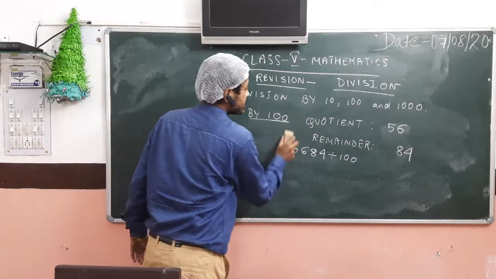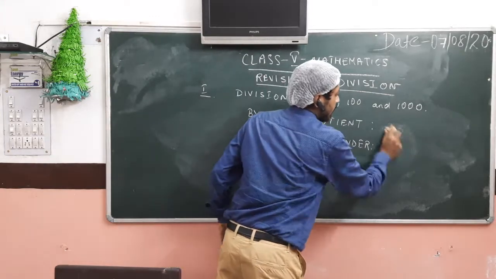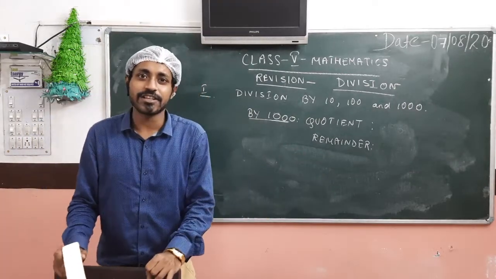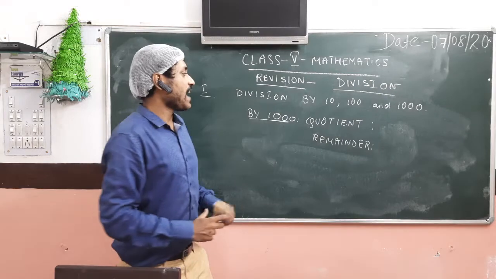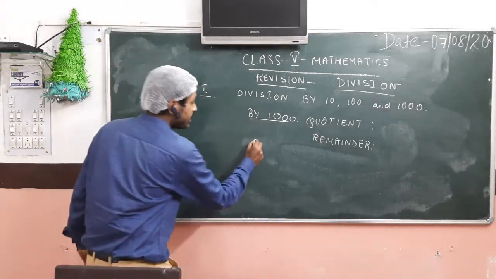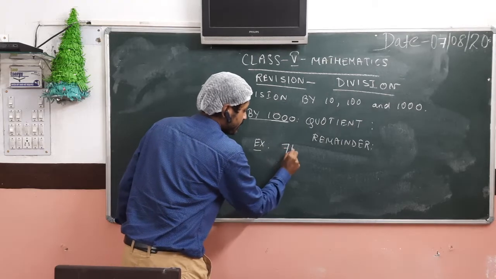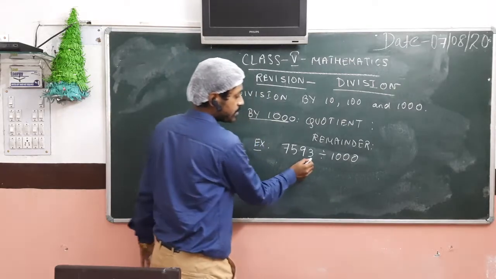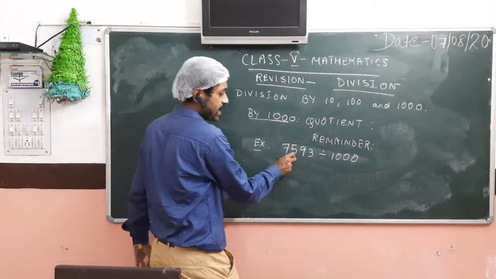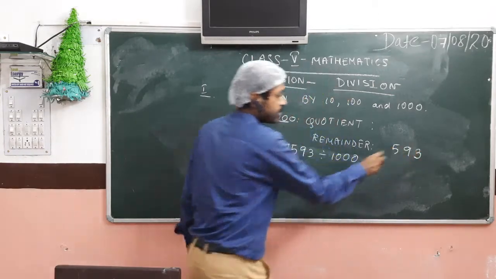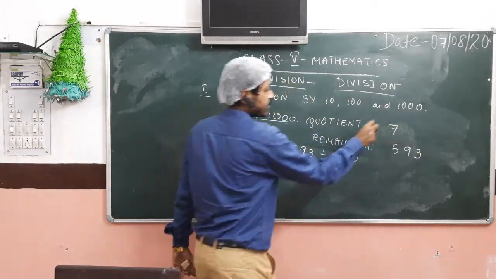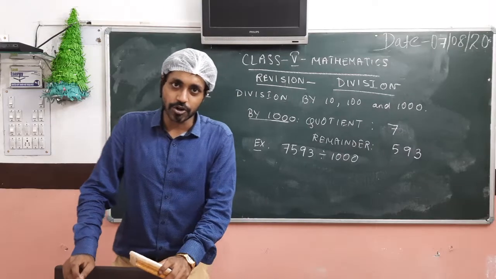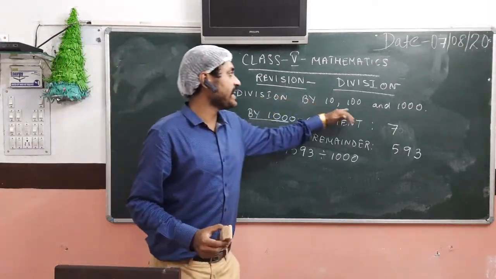Last part, that is division by 1000. I hope you have all understood what will happen now. The remainder will be the units digit, the tens digit and the hundreds digit, and the quotient will be whatever is left. For example, we take a number 7593 divided by 1000. So 593 will be the remainder and the quotient will be 7. You know your formula, you can use your formula to check whether this problem is correct or not. This is for the topic division by 10, 100 and 1000.